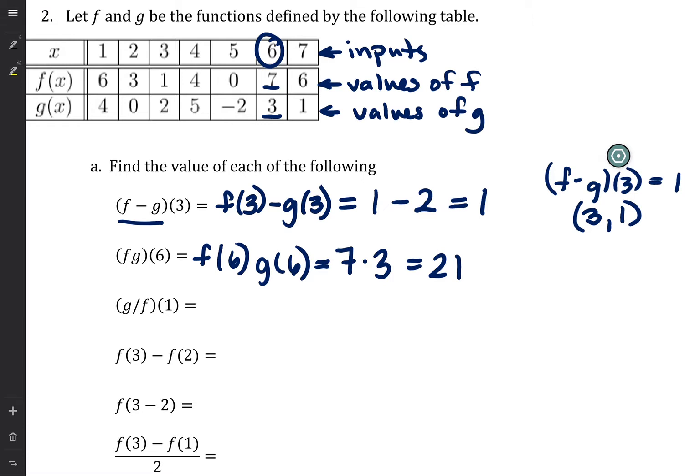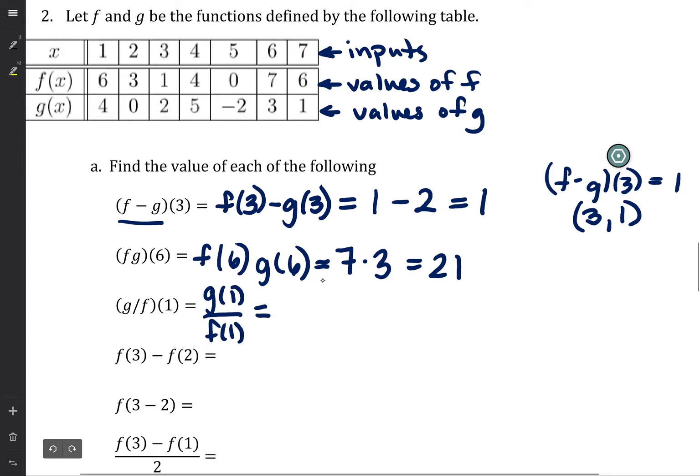All right, g over f of 1 is going to be g of 1 over f of 1. Okay, so now, let me erase again so I don't confuse myself. g of 1 is 4. f of 1 is 6. So 4/6 is my answer. I'm going to reduce that. Cancel a 2 out of the top and the bottom, and I get 2/3.